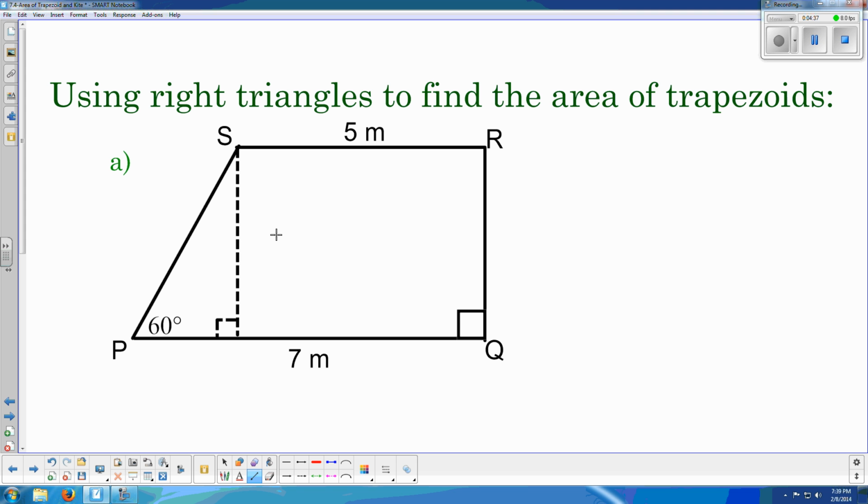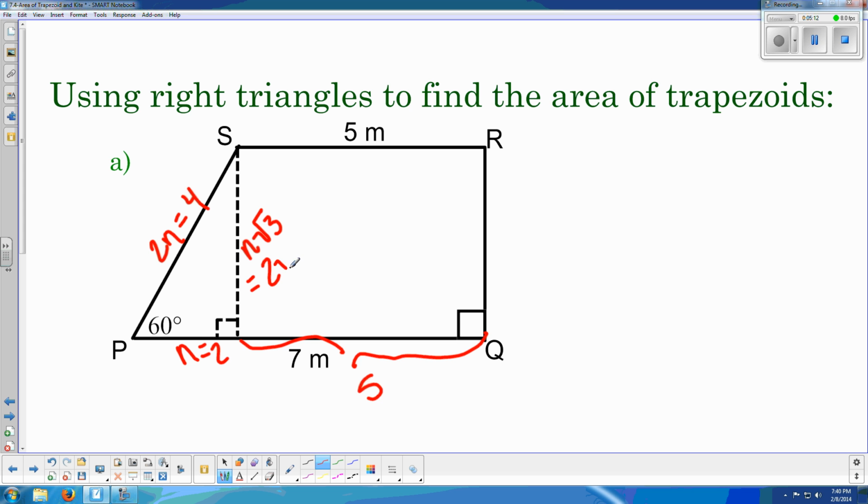Now my label is going to be n is here, or n is here. So I have n, then my hypotenuse is 2n, and then my height is going to end up being n square root 3. Now, I know that this base here is 5, so that means this piece here is going to be 5. So my n is going to have to equal 2, which makes my hypotenuse 2 times 2, which is 4, and my height to be 2 radical 3.